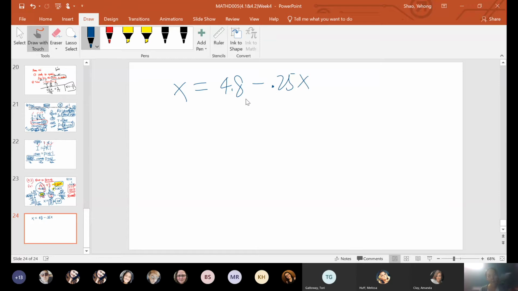Does anyone know, if I don't like decimals, I want to get rid of all the decimals in the equation, is there any other way to do that? Does anybody know?